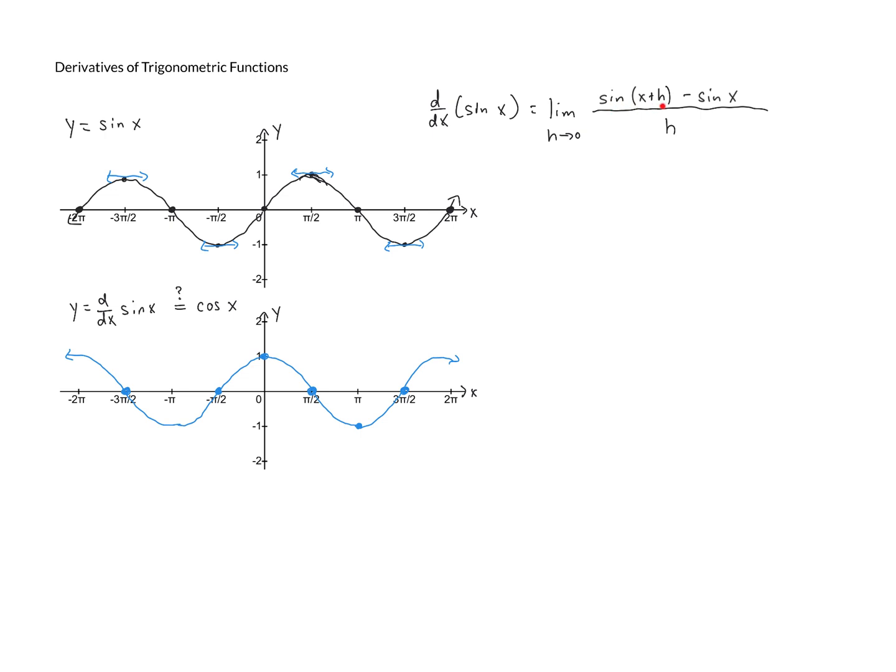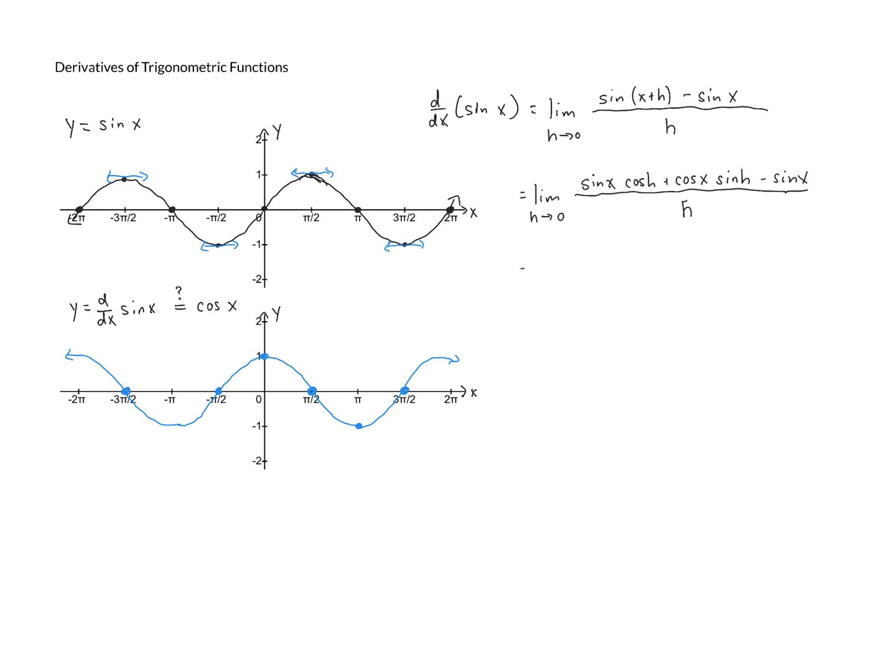So what we really want is another way to write sine of x plus h. And for this, we go to our trigonometric identities. And we know that we have a formula for the sine of a sum. Sine of x plus h is going to be sine of x cosine of h plus cosine of x sine of h. And then we still have minus sine of x all over h.